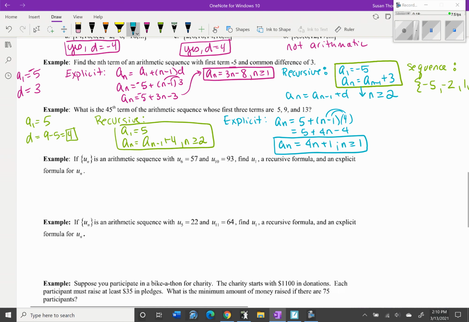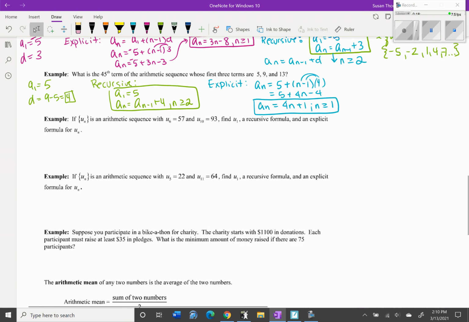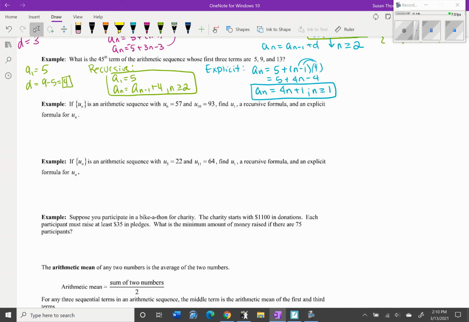And so if I want to find the 45th term, like I said, you don't want to use the recursive form because that means you would have to find all the terms up to the 45th term. So the explicit one is going to be the one that's easier. So a sub 45 means we can just plug it in for n into our equation and solve. So 4 times 45 plus 1 is going to give us our answer. So the 45th term is equal to 181.